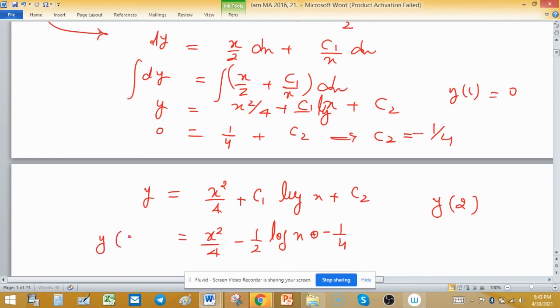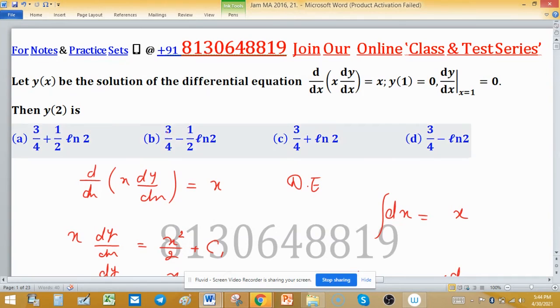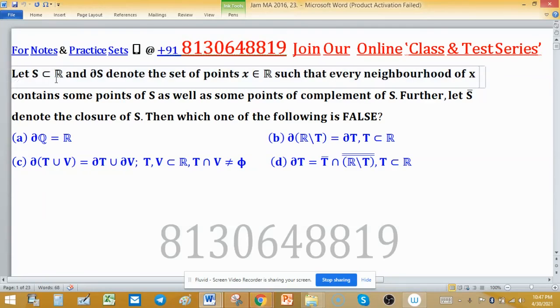So y(2) will be 2 square is 4. So 4 upon 4, this will be 1, minus 1 upon 2 log 2, minus 1 upon 4. So it will be 1 minus 1 upon 4. So 3 upon 4 minus 1 upon 2 log 2. Now which option is giving this value? 3 upon 4 minus 1 upon 2 log 2. Option B is correct.